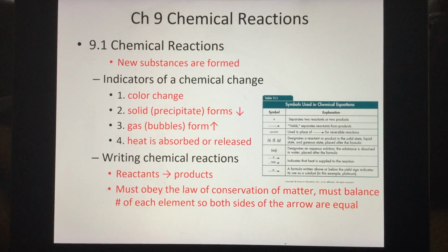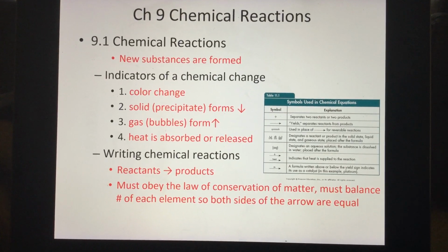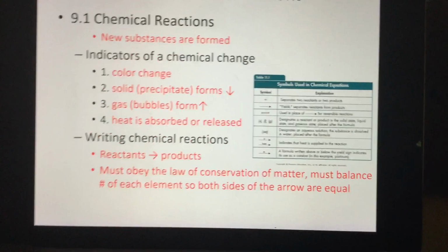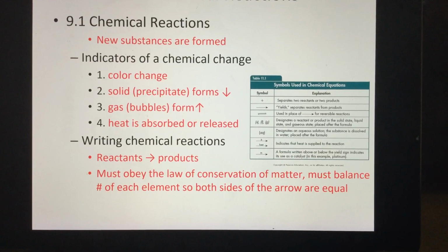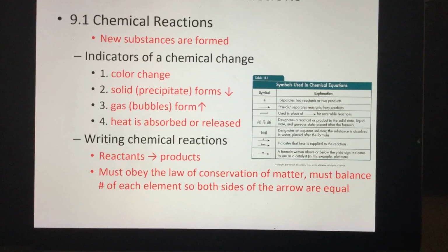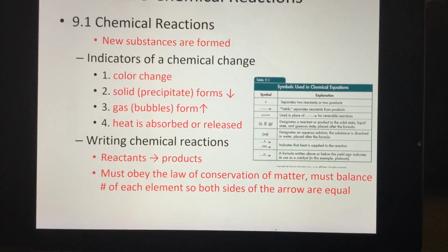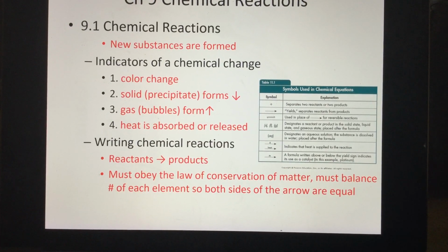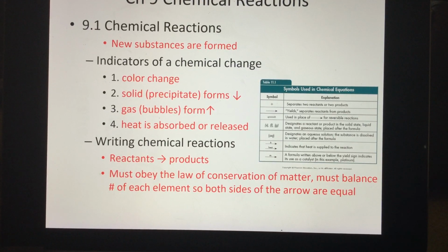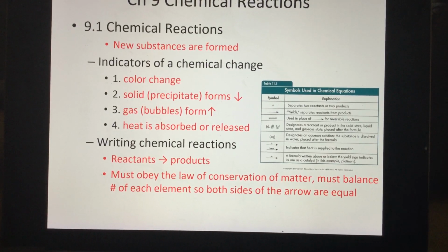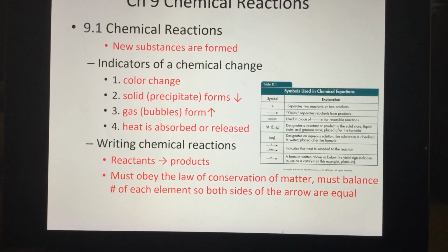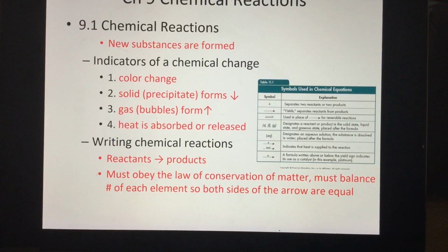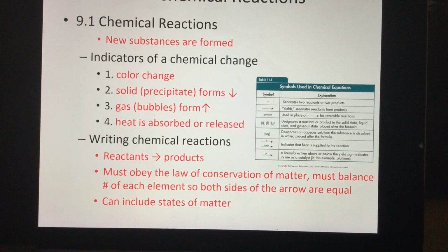So as we've said before with the other things we've done so far in this class, we always have to obey the law of conservation of matter. So when we're writing out a chemical reaction, we have to make sure that all of the elements are equivalent. There are equal amounts of elements on both sides of the arrow. So however many reactants we have, we have to have the same amount of those elements on the product side. All they've done is rearrange themselves. So we always have to have the same amount of matter on both sides of the arrow.